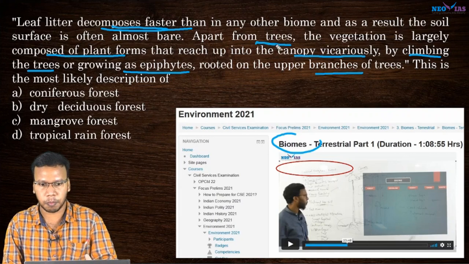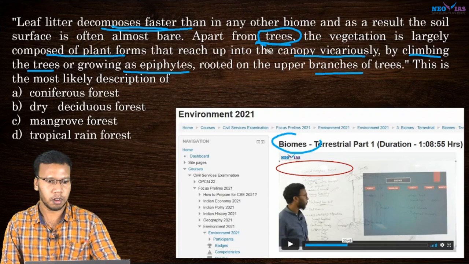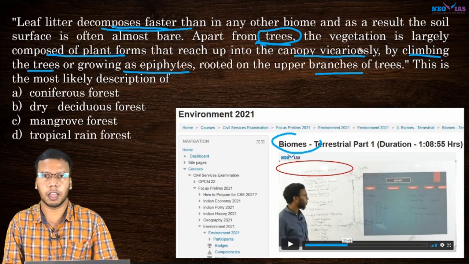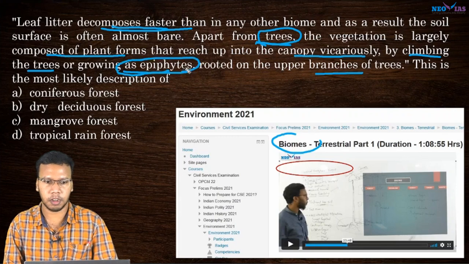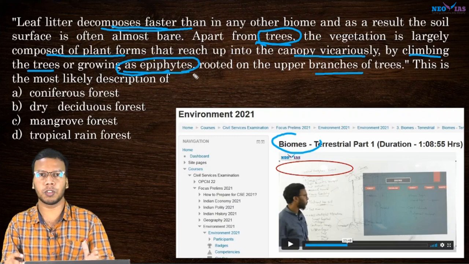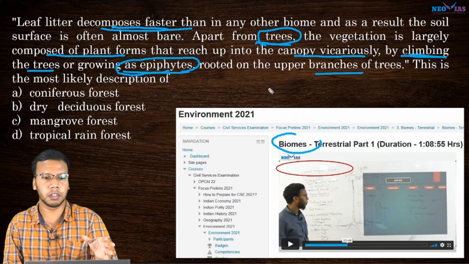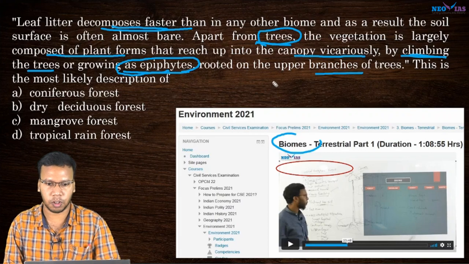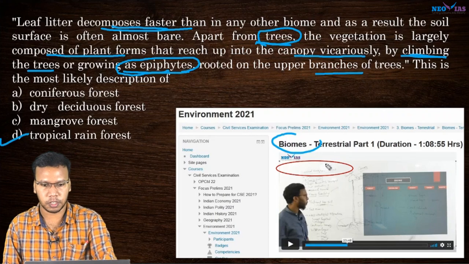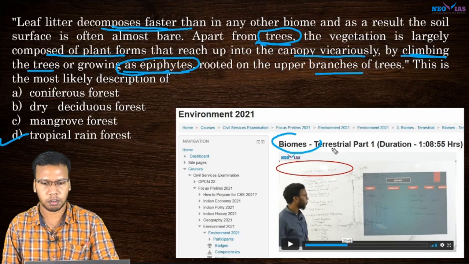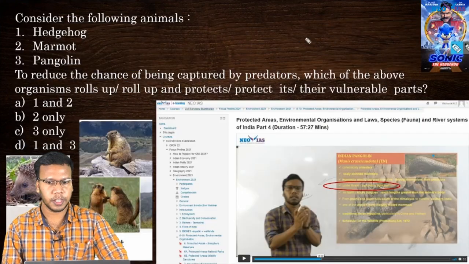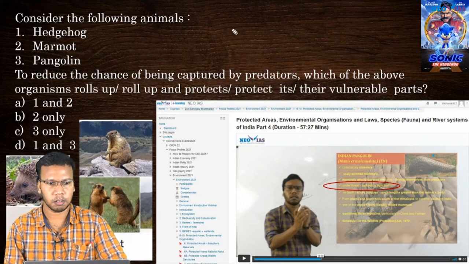And trees are the dominant species in the evergreen forest. Apart from that, epiphytes are also a main feature of the tropical rainforest, because in tropical rainforest we have closely packed trees, and on them we have creepers and climbers. In the question itself, they have mentioned the climbers, right? So climbers, creepers, epiphytes, all these are other components of the evergreen forest. So the answer for this question is D, tropical rainforest. Here you can see we have discussed the tropical rainforest, its features and all. Like this, we have discussed all the biomes, natural vegetation.